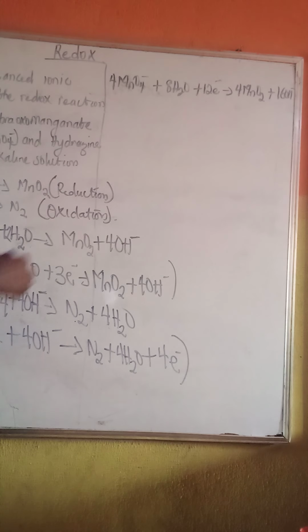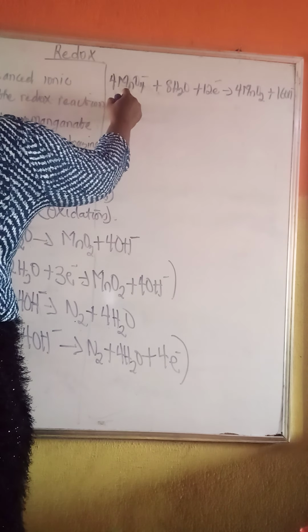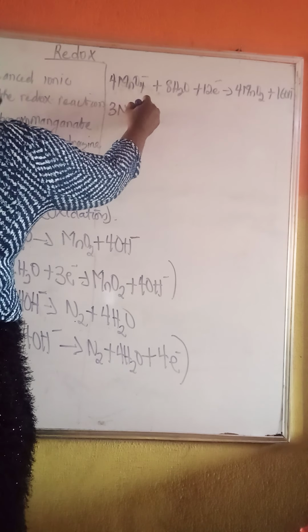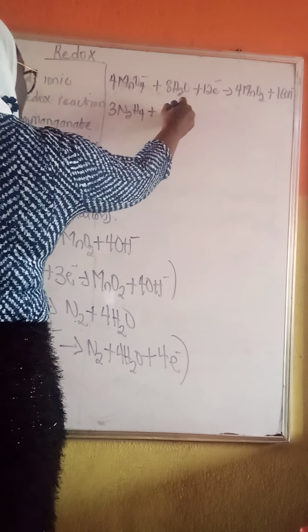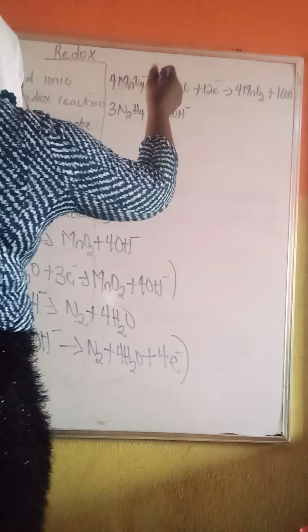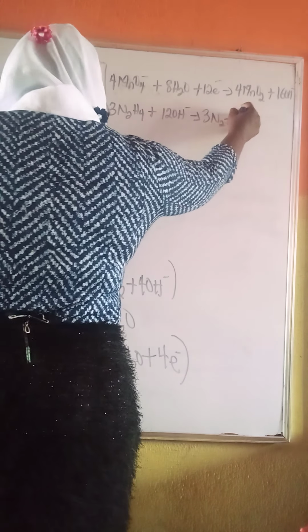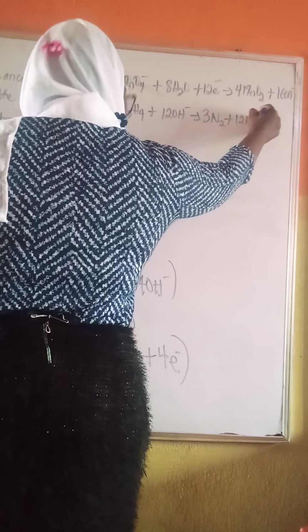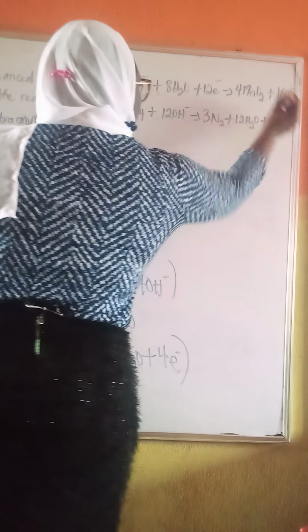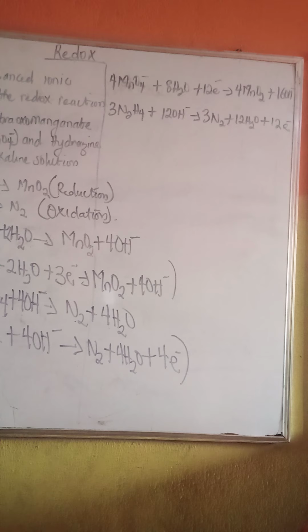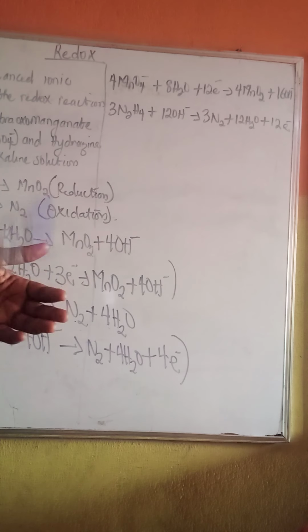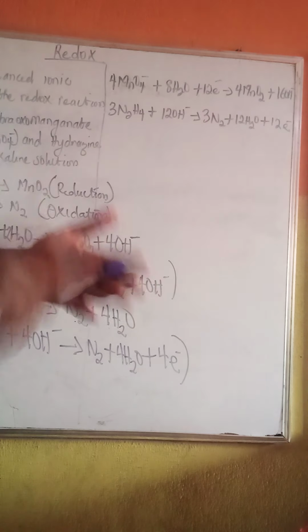Okay, now let's go to the next one. 3 N2H4 plus 12 OH minus going to 3 N2 plus 12 molecules of water plus 12 electrons. Good. So we have successfully balanced out our number of electrons.